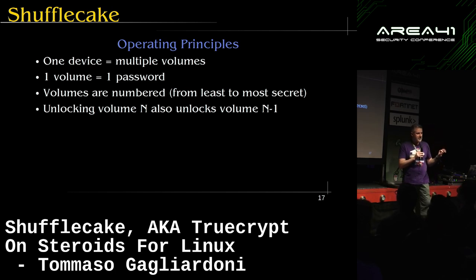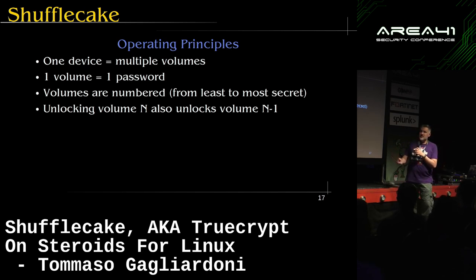The operating principle of Shufflecake is this: one device, by device I mean block device, so a USB stick, a hard drive, whatever, even a virtual block device, is multiplexed into multiple volumes, which are virtual block devices that are encrypted. Every volume is protected by a password. For now, we use passwords. In the future, we can think of moving to something else, but for plausible deniability, you still need something that the user has to remember.